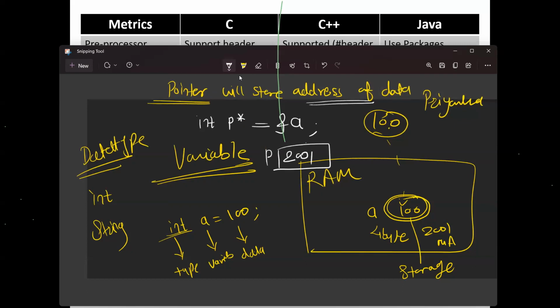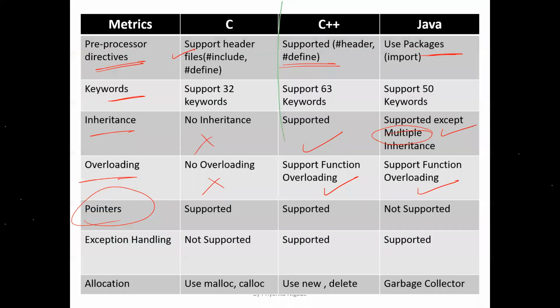तो ये जो concept है ना, pointer and all, it is supported in C, it is supported in C++, but in Java, the very beautiful feature, Java doesn't require anything to store any address and all. तो Java में pointer is not supported. It will simply simplify your logic. So pointer is supported in C and C++, but we don't have support in Java.